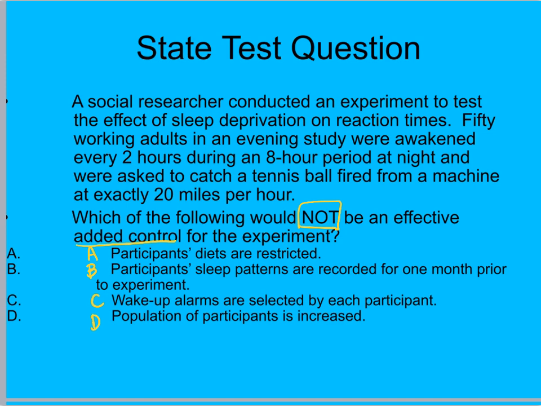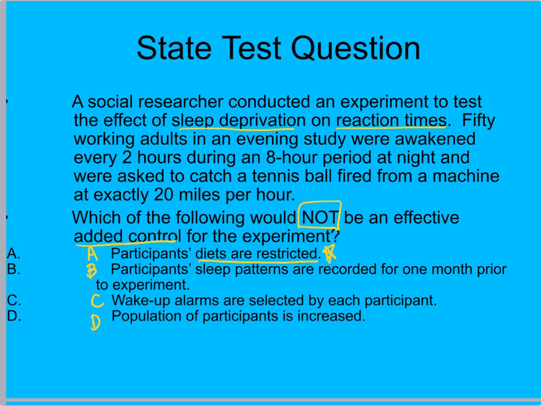Let's start with A. Do I want to restrict someone's diet and make them sleep deprived? I would not be a happy camper if that was the case. The problem there is that you're changing two things. So how do you know what affected the reaction times? Was it the sleep deprivation or was it the restricted diet? Would this be good? That's a hard no. So this would not be good.